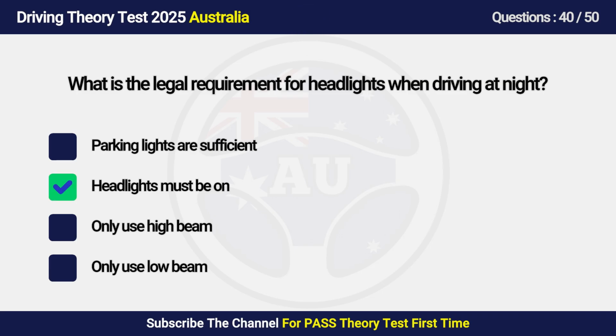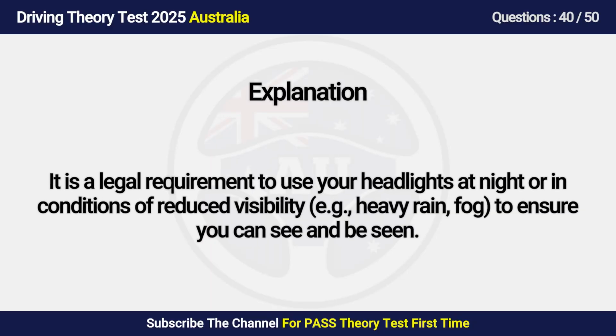Answer is B. Must be on. It is a legal requirement to use your headlights at night or in conditions of poor visibility, e.g. heavy rain, fog, to ensure you can see and be seen.